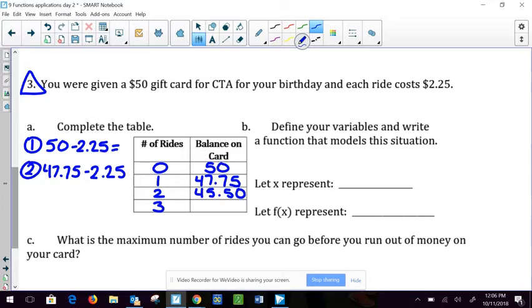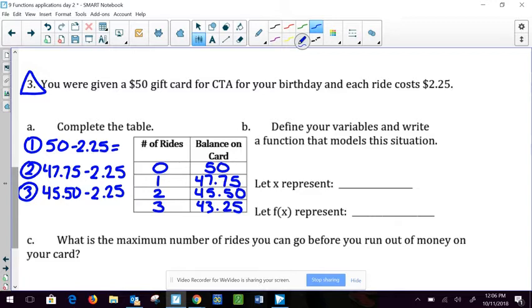Okay, so now to get how much is left after 3 rides, we're going to do the same calculation. We take what's left, 45.50, and subtract 2.25 again. When we subtract that out, you end up with $43.25.